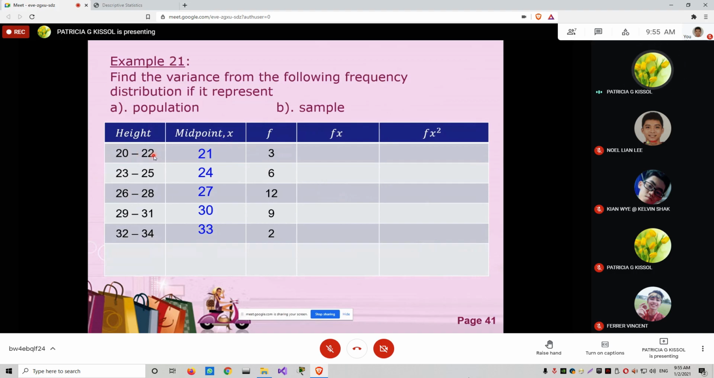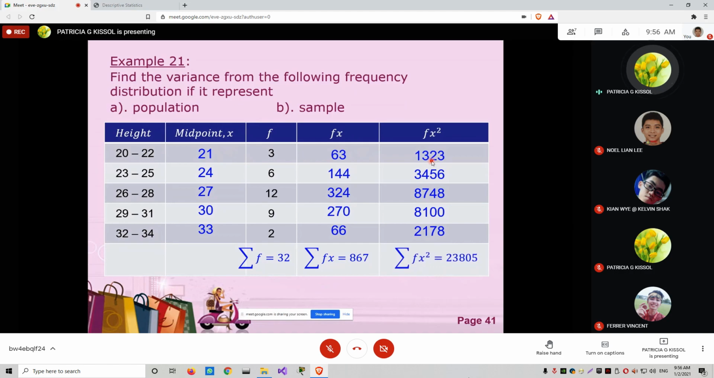So first we need to get the midpoint, which I explained last week. How do you get the midpoint? And then this is basically our x. So f times x, calculate all that. We also need to calculate fx squared. So fx is the multiplication of f and x, and fx squared is once you get the 63, you multiply again with 21, and that would give you these values. And the totals are all given there. Did you get the same answer?